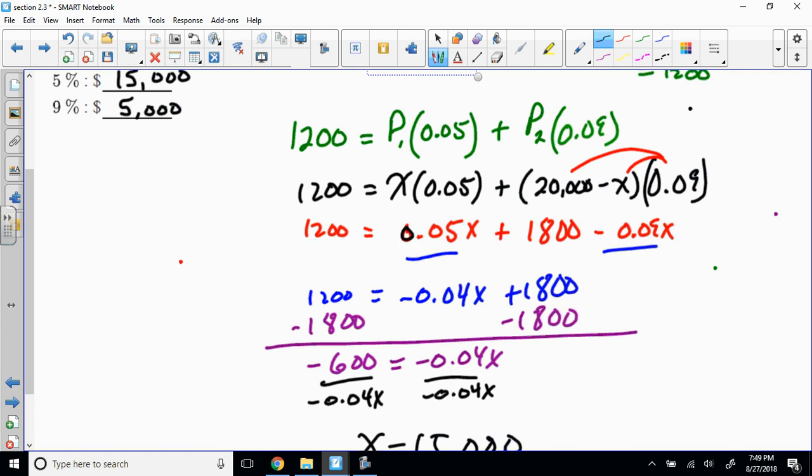Questions? How do you know that it's 5%? Right here. Here's my interest rate at 5%. Here's my interest rate at 9%. This is tied to account 1. This is tied to account 2. So therefore, P1 became X. P2 became 20,000 minus X. So based off the interest rate and the account information, the initial principals, I know which one goes where. That is a very important thing to see.